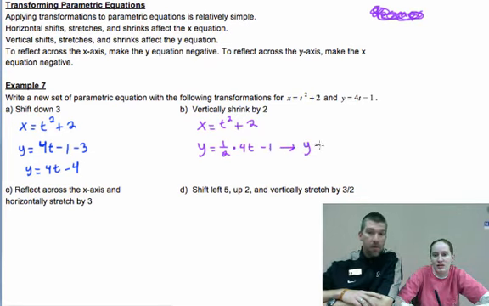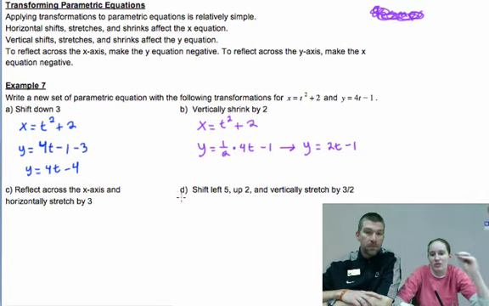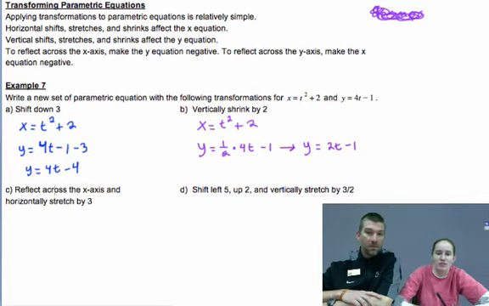So y equals 2t minus 1, because we're taking our y values and we're shrinking them by a half, but we aren't moving the place where they start, which was -1.